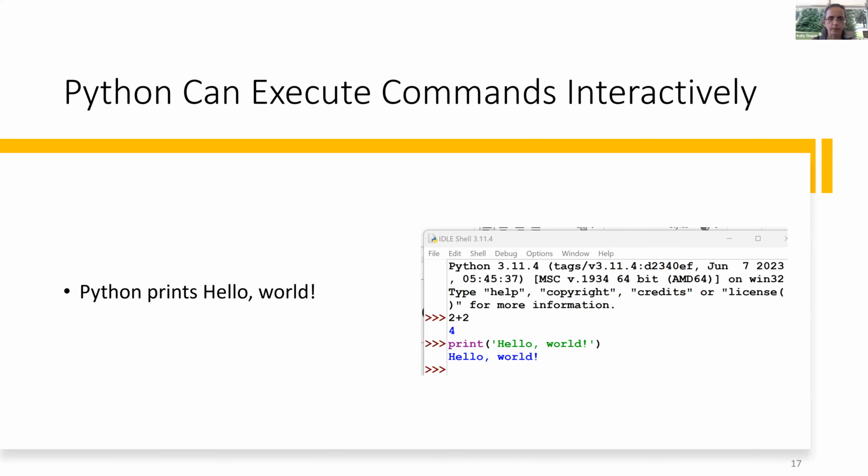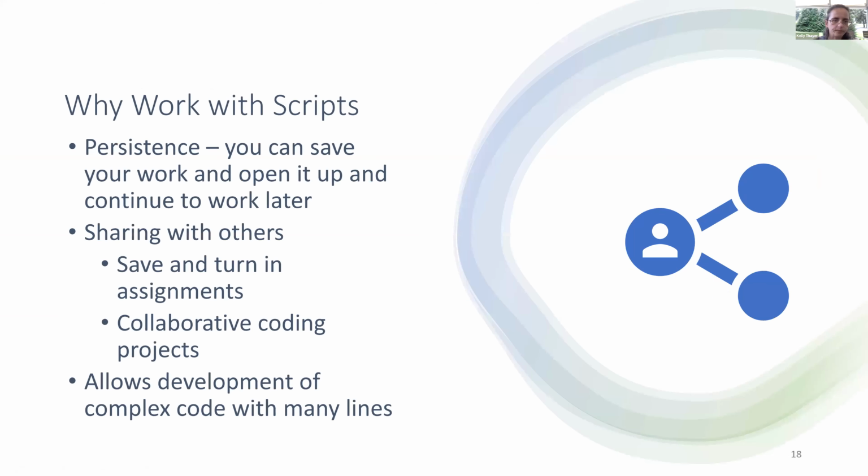Python can also execute commands interactively. So more than just doing 2 plus 2, you can also do commands. So here's an example of a print. This will be the first program you'll work on, the hello world. So here we're going to print hello world, and we see that Python responds by printing back the hello world to you. So that's working interactively. That seems pretty good.